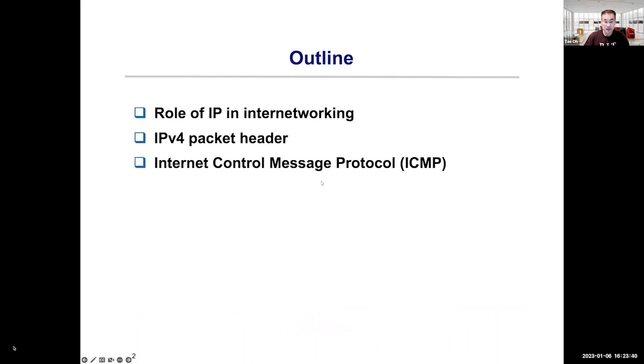And the outline of my talk is as follows. What is the role of IP and internetworking? This is really important. When you think about the internet, you're thinking more of using the internet. You haven't thought about the technology behind it. So it's important to know why and how the internet protocol was created. Then after that, I'll be talking to you about the IPv4 packet header and also the ICMP protocol as well.